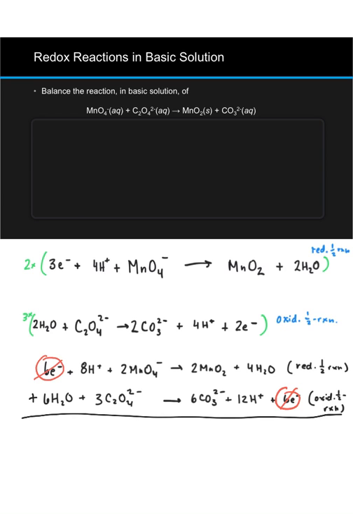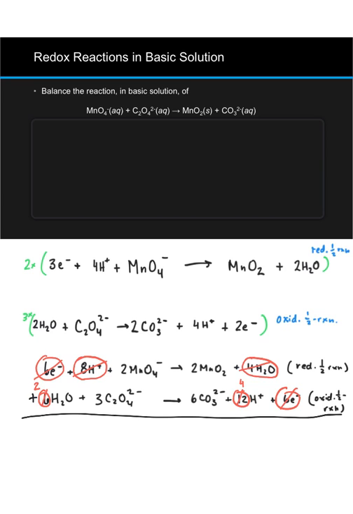We'll notice that we have 8 protons on the left-hand side in the reduction half reaction, 12 on the right-hand side in the oxidation half reaction. I can take away 8 from that. We have 4 water molecules produced in our reduction half reaction, 6 consumed in our oxidation half reaction. I can take away 4 waters from both sides.